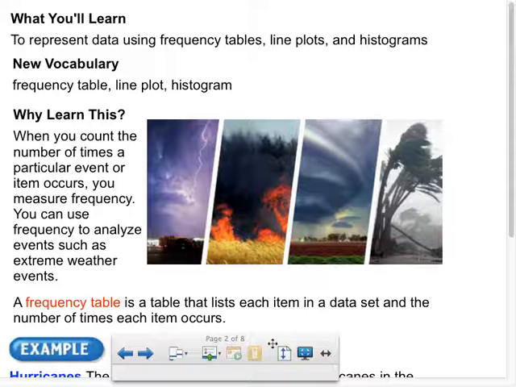Okay, so frequency is talking about how often something occurs. So if something doesn't happen at all, the frequency would be 0. No, it wouldn't happen at all, 0 frequency. Okay, so frequency is how often something occurs. So we're talking about frequency tables.